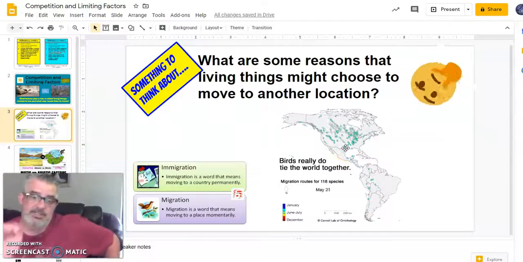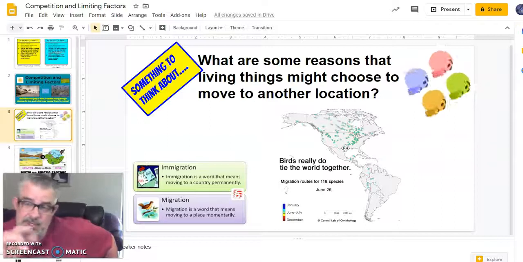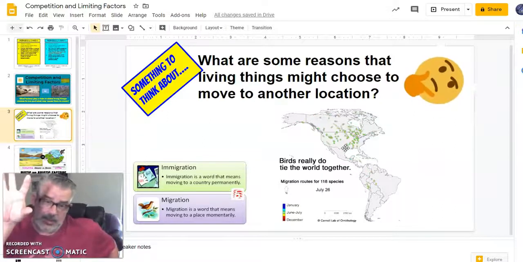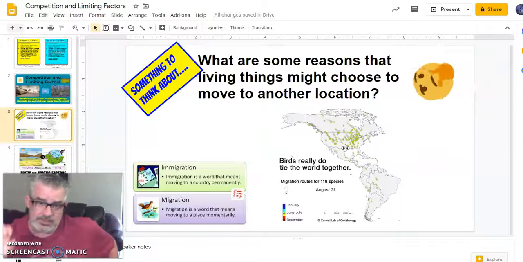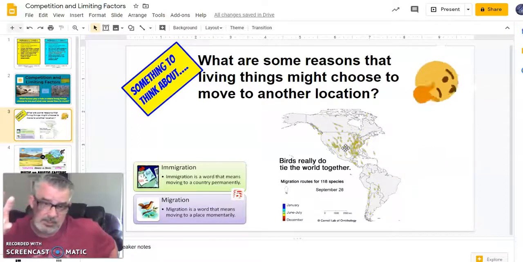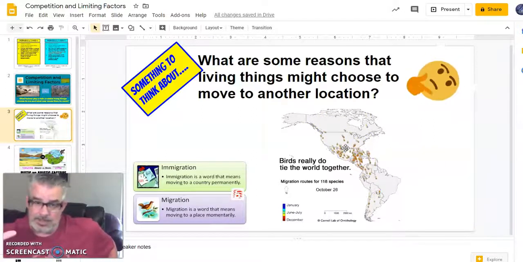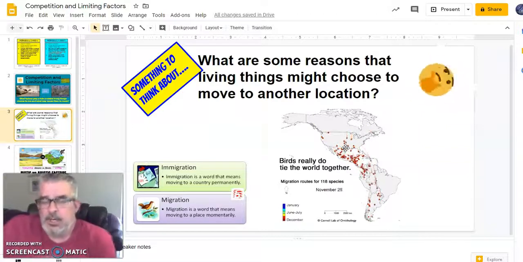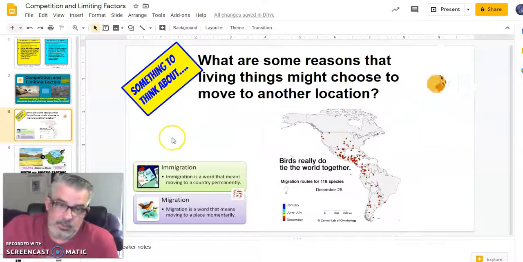So these birds want to stay where it's warm. And we talked about in astronomy how when it's summer in the northern hemisphere, it's winter in the south, and when it's summer in the south, it's winter in the north. So these birds are migrating north and south in order to stay where the weather is warm.